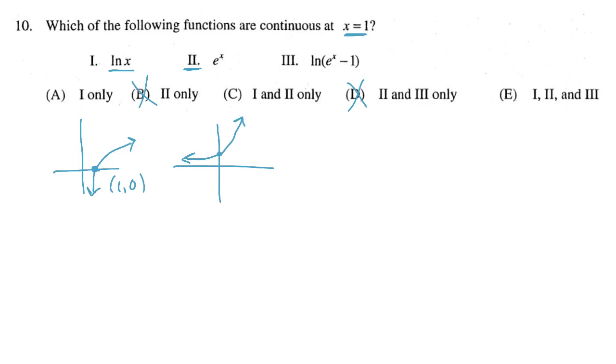So with number 3, natural log of e to the x minus 1. The graph of natural log of e to the x minus 1 is very similar to the natural log graph. It's a little more bent, and so when we graph that one and look at it, it is a little bit closer. We don't cross quite at 1, but it kind of flattens out here. So that one is also continuous. So that's going to give us answer choice E.